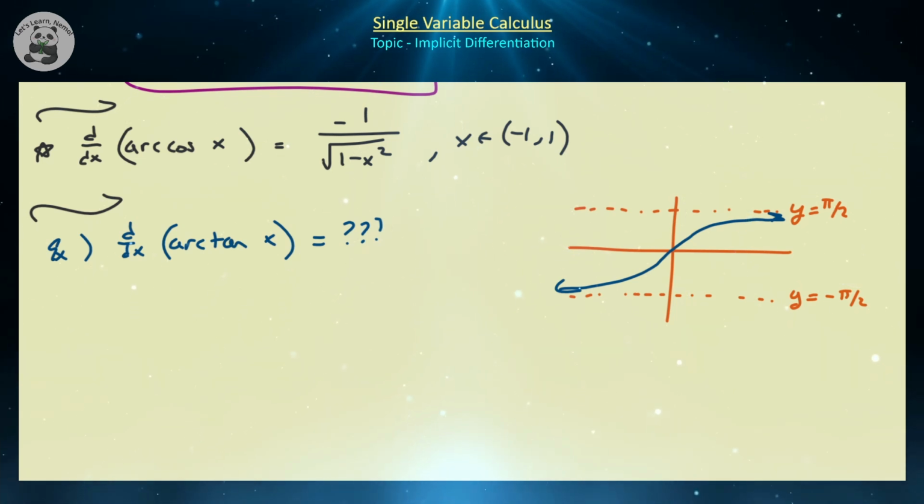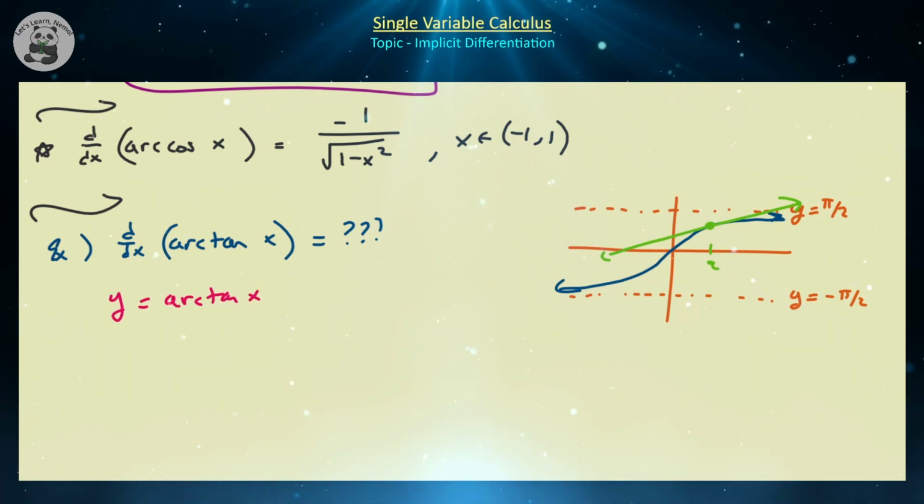So what is the general expression? If I were to give you this particular value of a, what is the slope of that tangent line? So this answer should give that to me. So I'm going to start by defining y is equal to the arctangent of x, and obviously my goal is to find dy over dx.